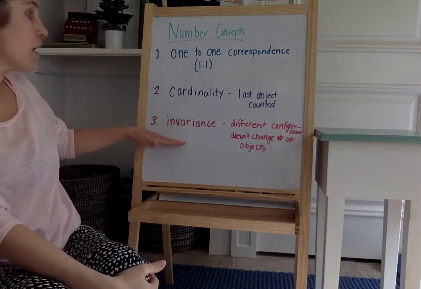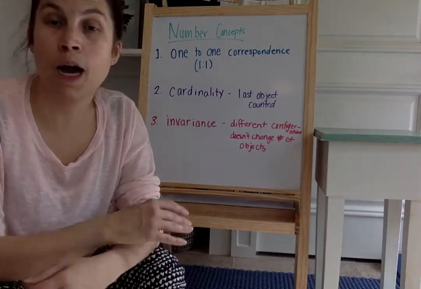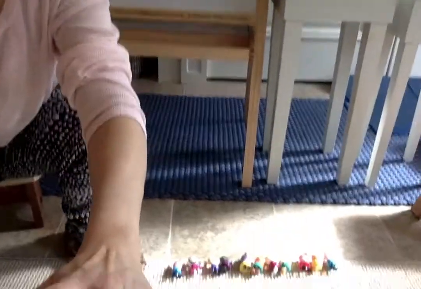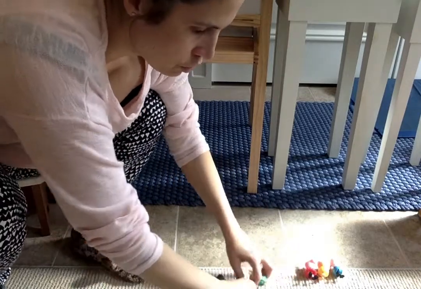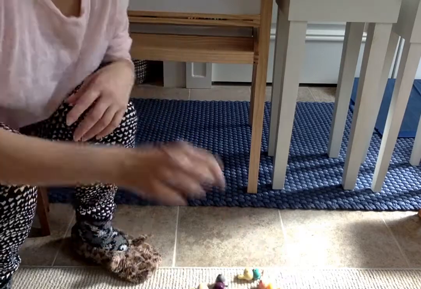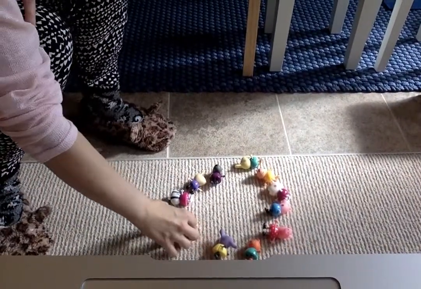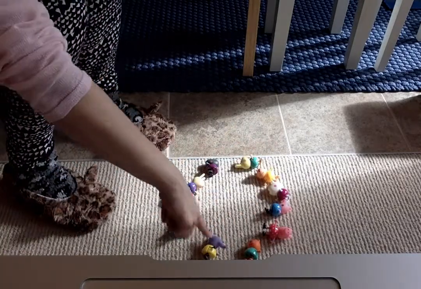Now, the third concept is invariance. What I always say is, when you start, have them in a line. Then, the second time around, put them in a circle and see if the student realizes that it's still the same number, 11. And that's okay if they have to recount, or if they have to go back around and count again.